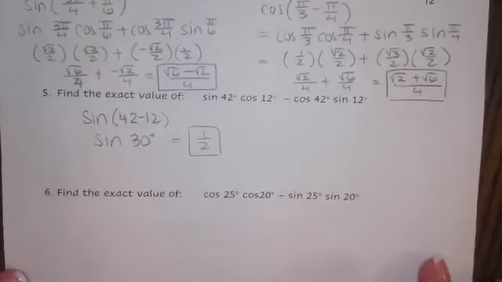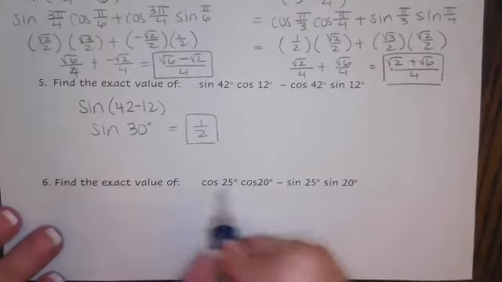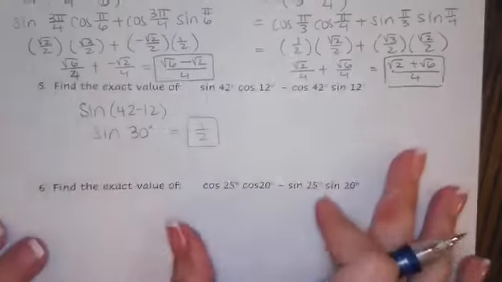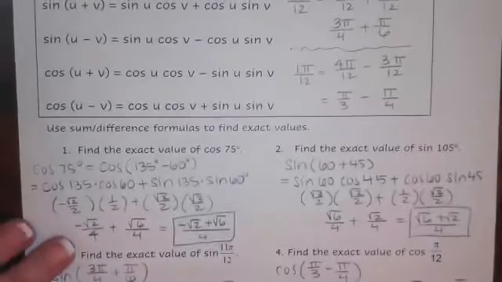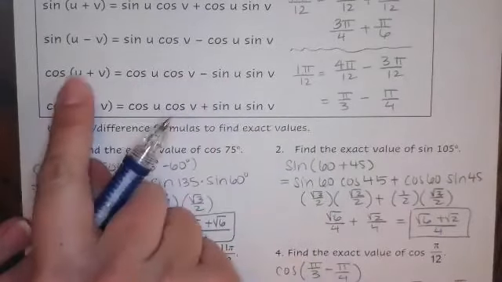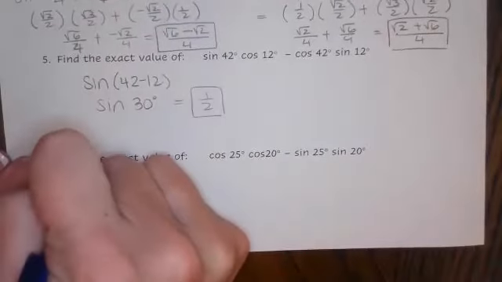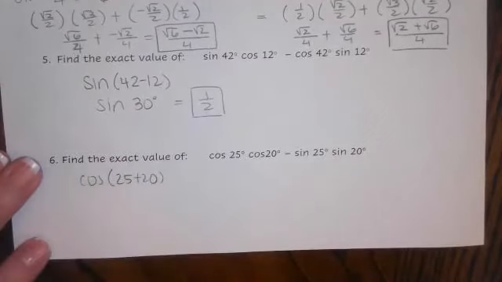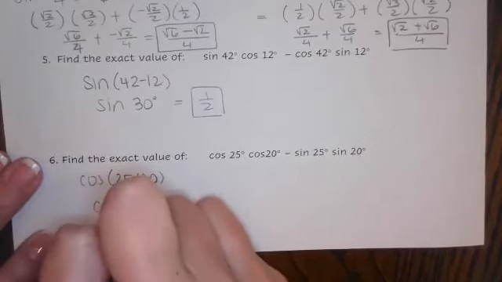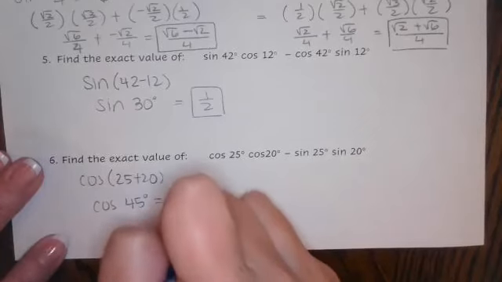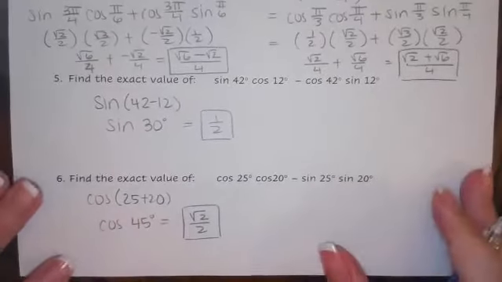We'll try another one of those, this last one here. Find the exact value of this one. It is cosine, cosine, sine, sine, and there is a minus in between. So we come up here, cosine, cosine, sine, sine with a minus in between. That had to come from cosine, my first plus my second. So let's look at that. So we're going to do cosine of 25 plus 20. That is the cosine of 45 degrees. And at 45 degrees, it is root 2 over 2. So we have found the exact value there.